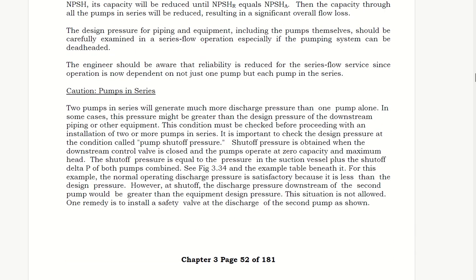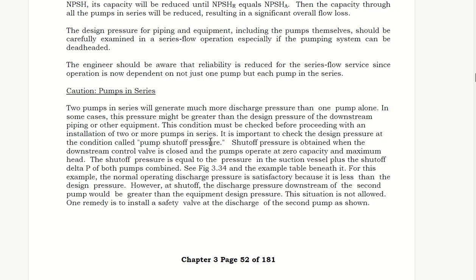Now, there are some cautions while designing pumps in series. What to keep in mind is that two pumps in series will generate much more discharge pressure than one pump alone. That's very true. In some cases, this pressure might be greater than the design pressure of the downstream piping or other equipment, which should be avoided because you don't want to damage the pipelines in case of a blocked outlet condition. This condition must be checked before proceeding with an installation of two or more pumps in series.